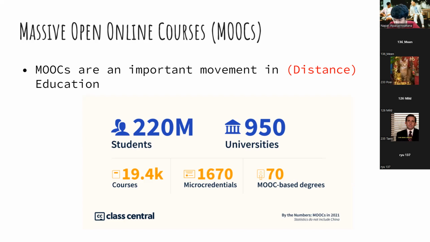And just to look at the note at the bottom, right? These numbers do not include statistics from China. And as you may know, if you include China, then the number may double. We may have like 400 million students. China is a different world that we don't really know. We sort of know what's going on, but we don't really know how big it is. We're talking about 1.5 billion people there.